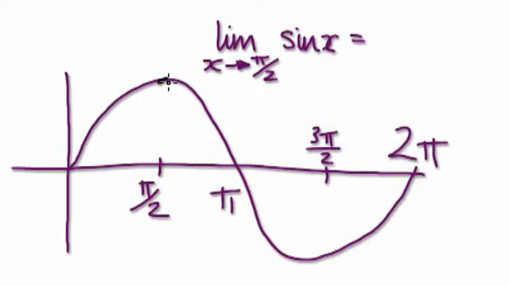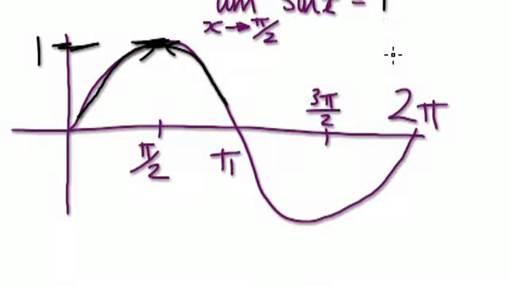And if they meet in the same place, then you have yourself a limit. If you happen to have a function where this one heads towards 1 and this one heads towards something else, you don't have a limit here. But because the left hand side and the right hand side meet at the same limit, the limit here is 1.